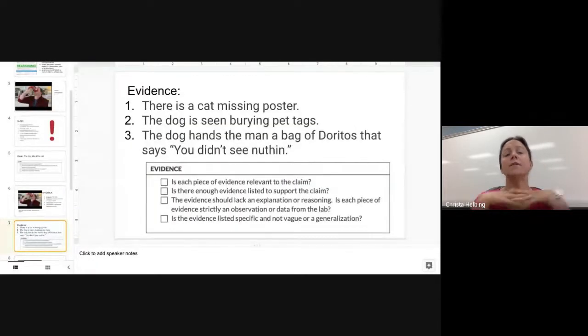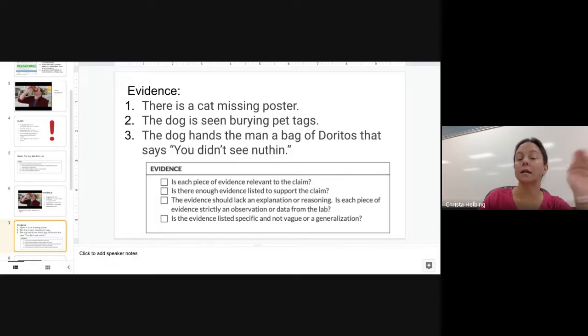So one, there's a cat missing sign on the poster. The dog is seen burying pet tags. The dog hands the man a bag of Doritos, says, "You didn't see nothing." So again, these are all evidences that would support the claim. Notice that the evidences are relevant to the claim, that they're supporting the statement that the dog killed the cat. And again, it's lacking the reasoning, because the reasoning is next. That's the R part.